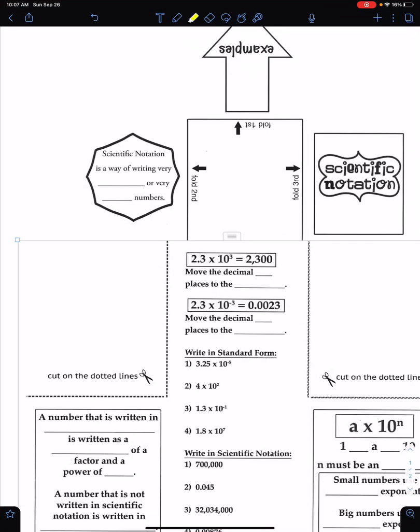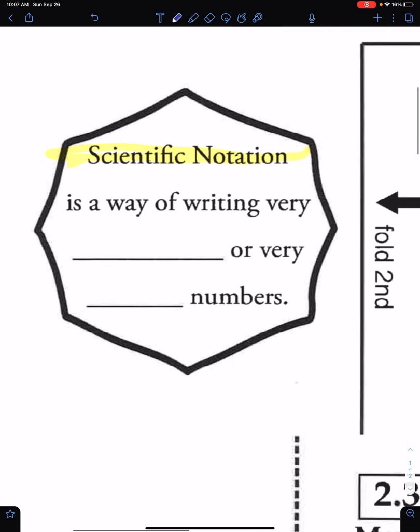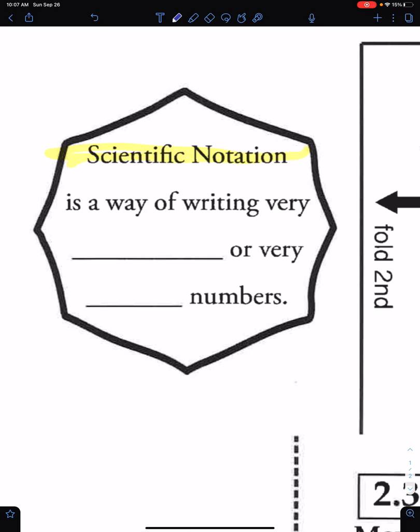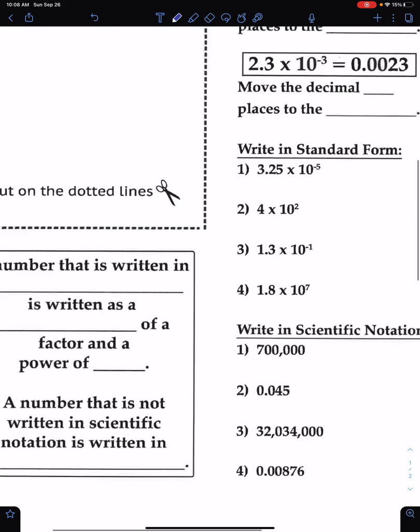Alrighty, today we're going to be talking about scientific notation. Scientific notation is something we use when we want to write numbers that are very big or very small. So they have a lot of zeros before or after the decimal. All right.